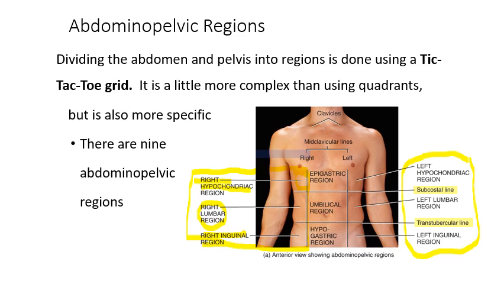And then in the middle, we've got another three regions here. Those are going to be the epigastric, so epigastric meaning above the stomach, umbilical meaning right at the belly button, and then hypogastric meaning below the stomach. Right, so those are your 9 different abdominal pelvic regions.